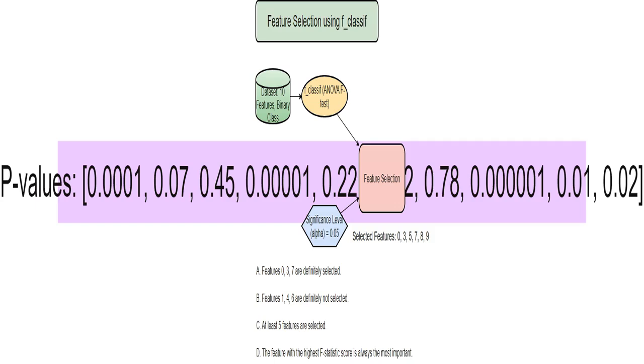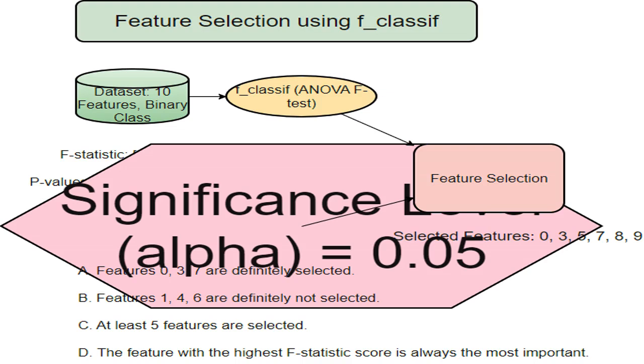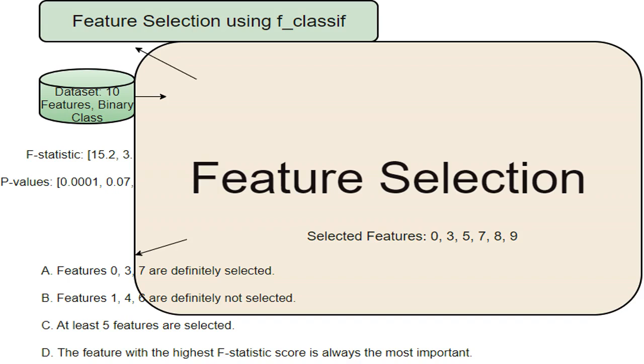These are p-values. They tell me the probability of seeing such a strong separation or even stronger by pure chance, if there were actually no real relationship between the feature and the class. I've set my significance level alpha to 0.05 or 5%. This means I am willing to accept a 5% chance of making a mistake in this case, selecting a feature that doesn't actually affect class separation. I am selecting the features based on their p-values and significance level.